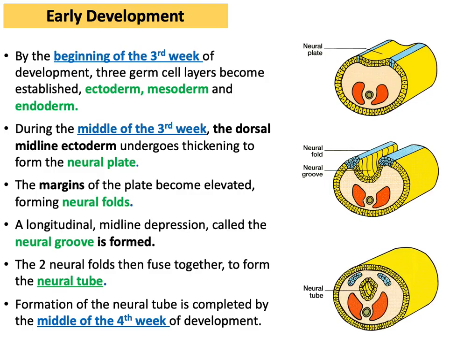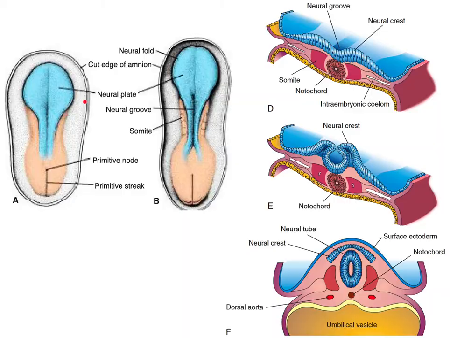So let us start with a couple of slides just to give you the basics of the development of the nervous system. Before the nervous system, you remember that at the beginning of the third week, three germ cell layers develop, known as the ectoderm outside, and here is the cross section from the embryo. Here is the ectoderm in blue color, and you have the mesoderm, and the innermost germ layer, which is the endoderm.